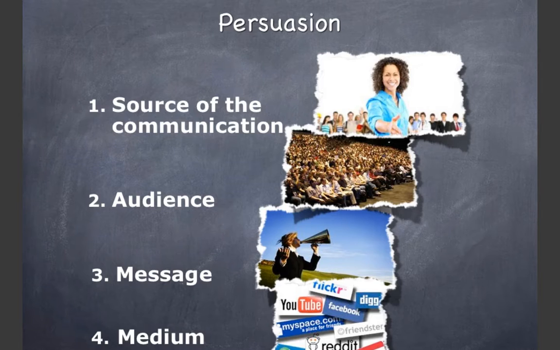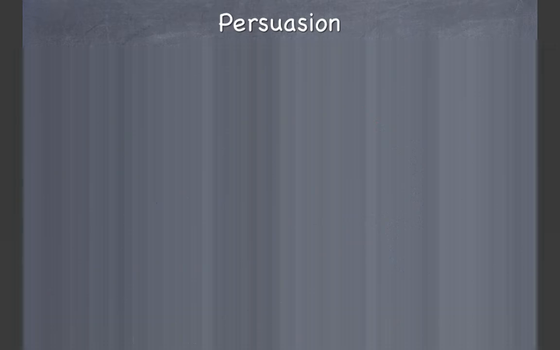And then the medium is the fourth. This is the means by which the message is transmitted. Is it transmitted by a person that I can identify with? Is it transmitted by an ad? Is it transmitted by an image? Is it transmitted by a friend? You know, the medium of how the message is transmitted can influence my persuasion.